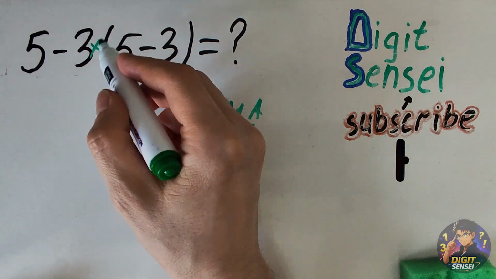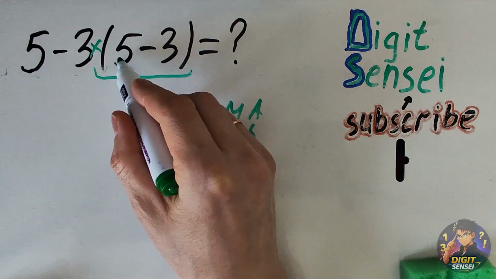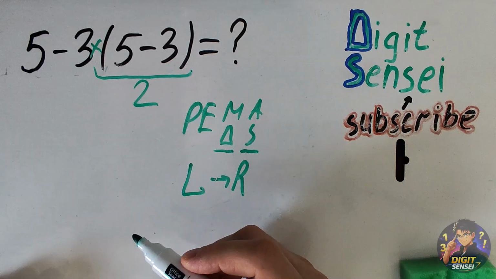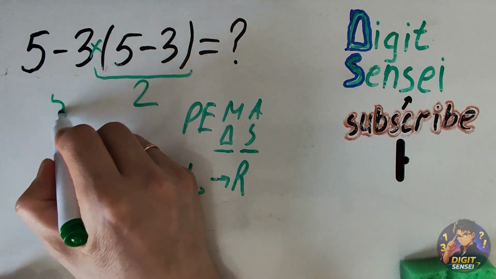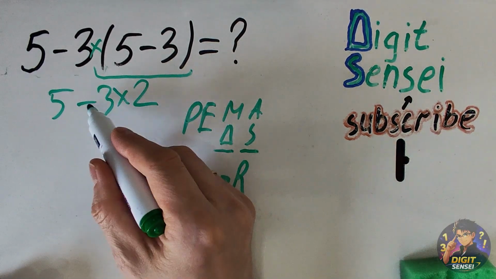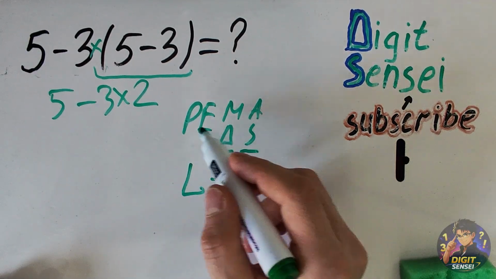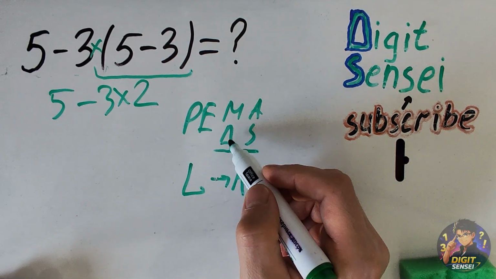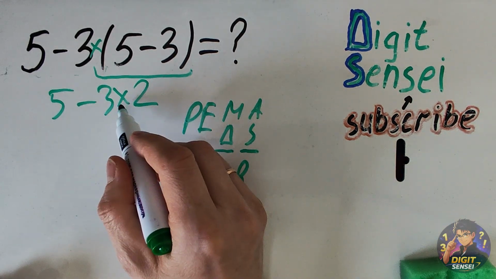So first we have to do this parentheses. Inside this parentheses, we have 5 minus 3, which equals 2. So we have 5 minus 3, then times 2. Now we have one subtraction and one multiplication. According to the PEMDAS, multiplication has higher priority than subtraction, because multiplication comes before subtraction. So here, first we have to do this multiplication.